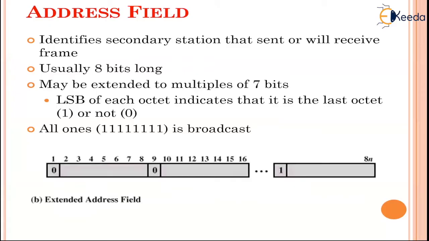The single octet address of all ones is interpreted as the all-stations address in both basic and extended formats, that is the broadcast address. It is used to allow the primary to broadcast a frame for reception by all secondaries.